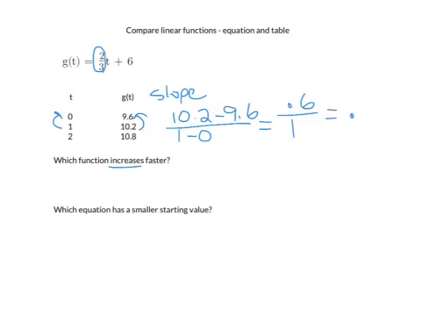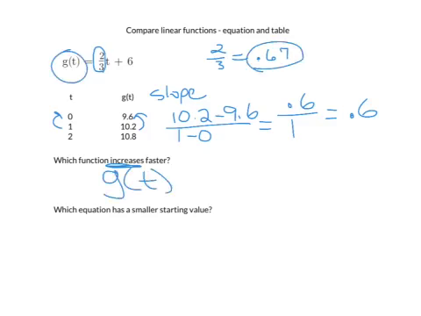So our rate of change for our table is 0.6, and our rate of change for our equation is 2/3, which 2/3 is really 0.66666, and I'm just going to say 0.67. I'm going to round it. So which one increases faster? Well, let's see, which one is bigger? 0.67. So g of t increases faster.